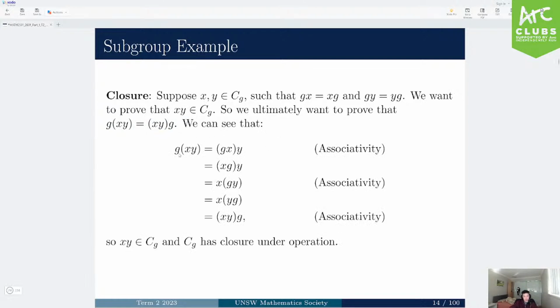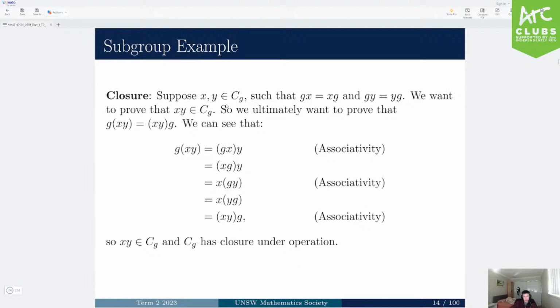So what we do here is we start off with considering the left-hand side of what we want to prove, g times xy. Well, we know that groups follow the second definition. The second definition of a group is that they must be associative. So g times (xy) is the same as if we bracket the gx first and then multiply by y.